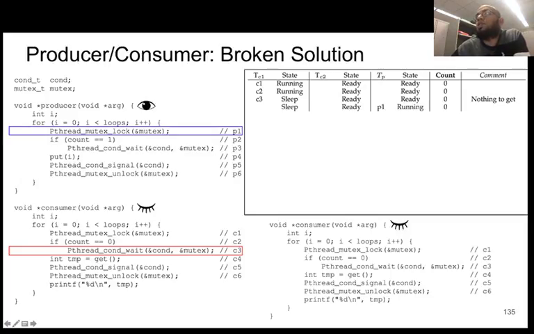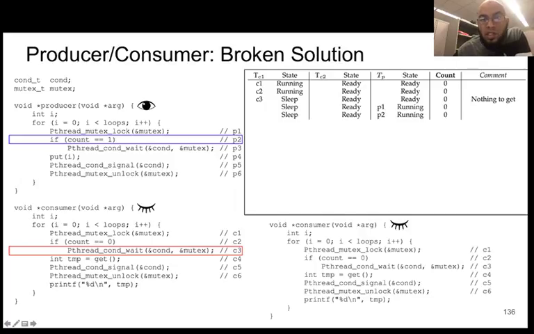So this producer now starts running, tries to acquire the lock. It can acquire the lock, right? Can it? Yes, it can, because the other thread, when it went to sleep, it basically released the lock. So it was able to acquire the lock. It's still running, and TC2 is in the ready state.